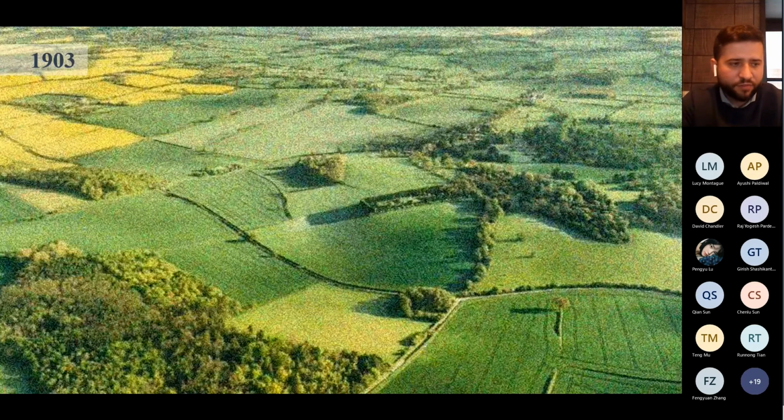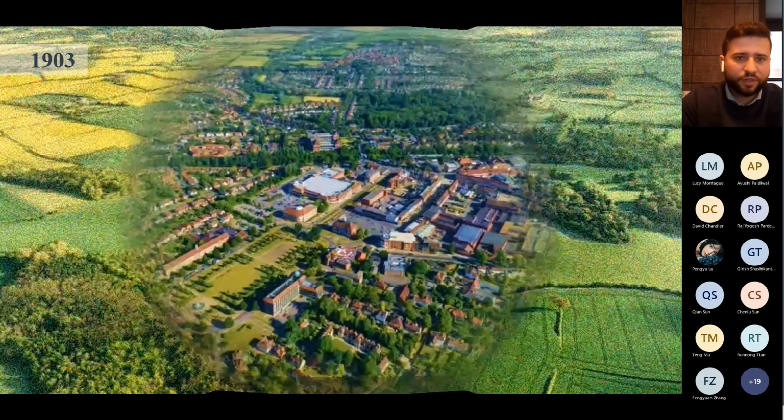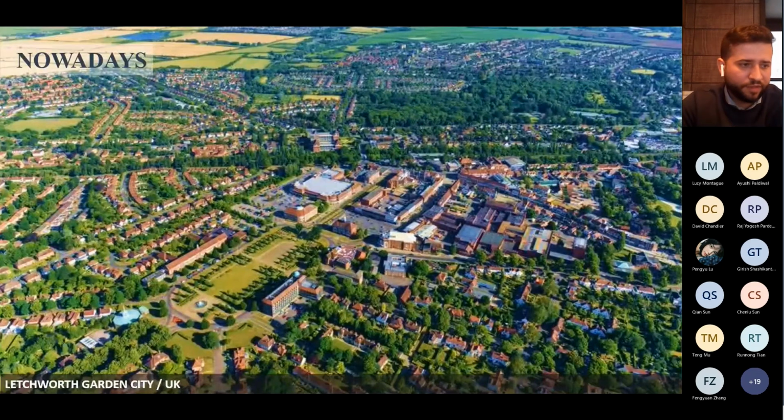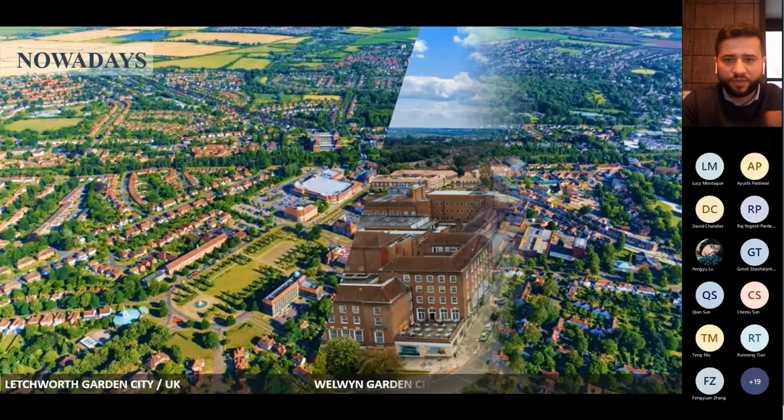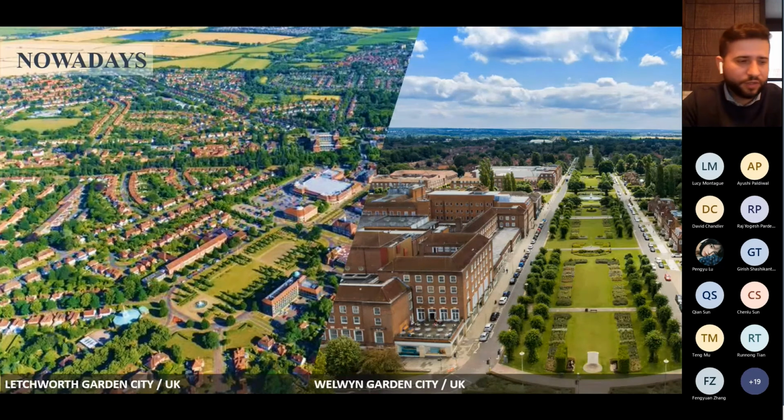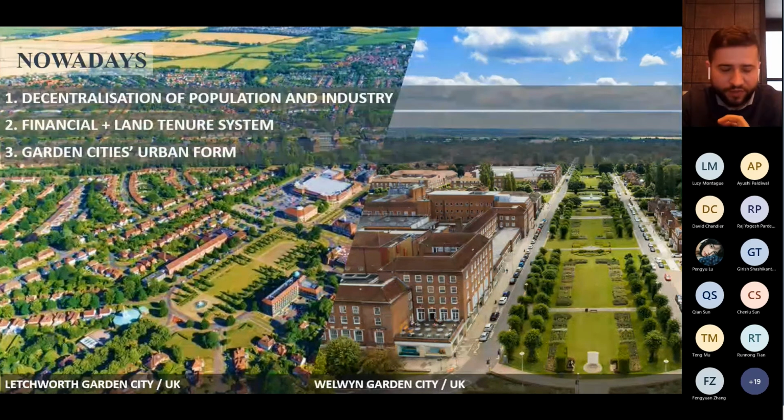Well, just 5 years after Howard proposed all these ideas through the publication of Tomorrow, a company was founded in the United Kingdom to transform 4,000 acres of farmland into the garden city of Letchworth that we have today. This first experiment was so successful that it prompted the building of a second garden city in 1920, which is Welwyn Garden City. In general terms, Letchworth and Welwyn Garden City's achievement to attract people and means of production can be summarized by 3 main aspects, which are their strategies to encourage the decentralization of population and industry, their financial structure, which is the financial and land tenure system, and their urban form.